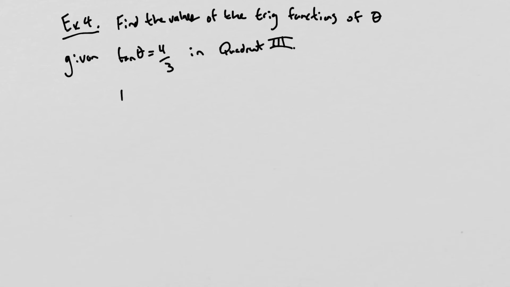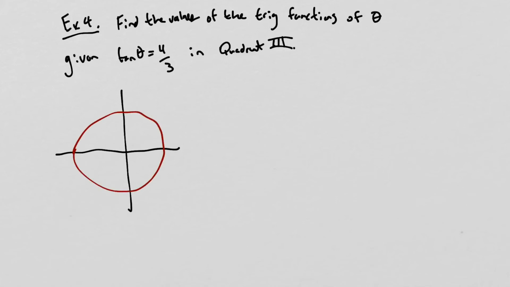In example number 4, let's find the values of the trig functions of theta given the fact that tan theta is equal to 4 divided by 3 in quadrant 3. Let's sketch out the information that was given. Drawing our unit circle, we know we're living somewhere in the third quadrant. So maybe our angle is given by theta. And what we do know is that if we look at the reference angle, this is going to be the angle between our green ray and the x-axis. Call it theta bar.